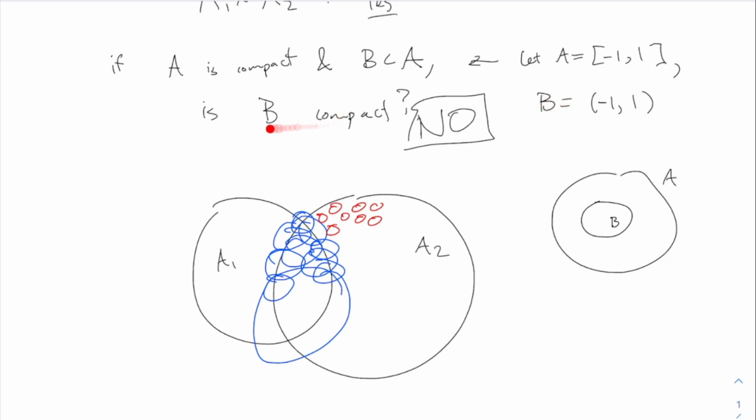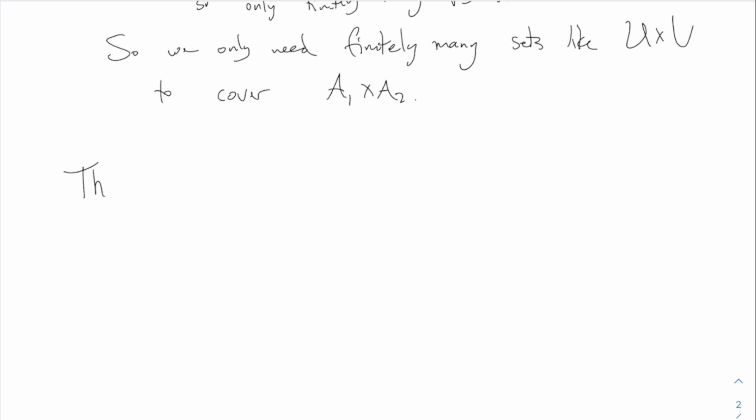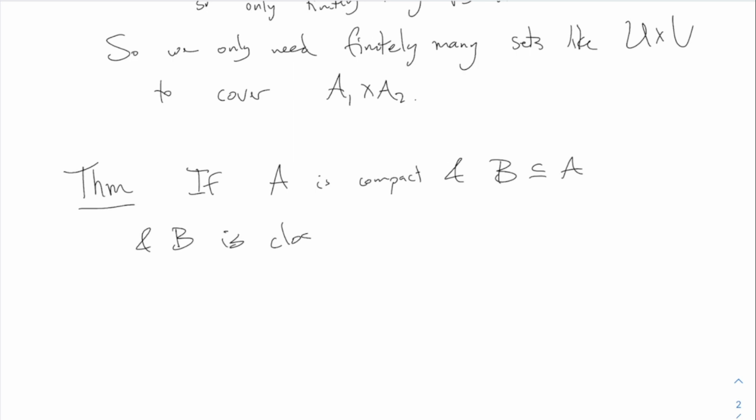I would say whether B is compact or not then only depends on whether B is closed, because automatically it's going to be bounded. B will be compact depending on whether or not it's closed. And actually that's an important theorem. So this is my second theorem of the day. It says if A is compact and B is a subset of A, and B is closed, then B is compact.